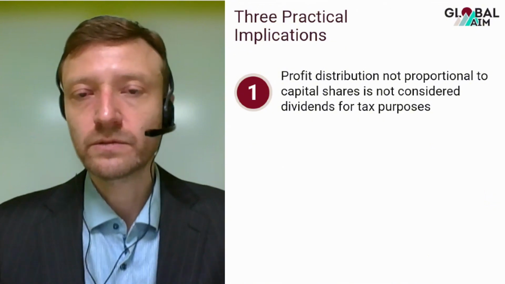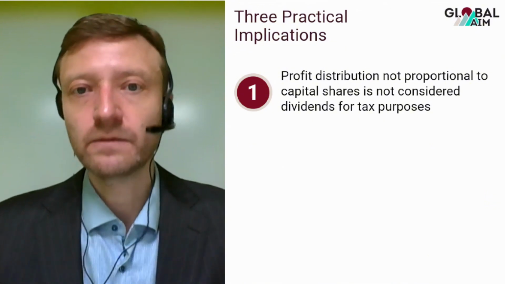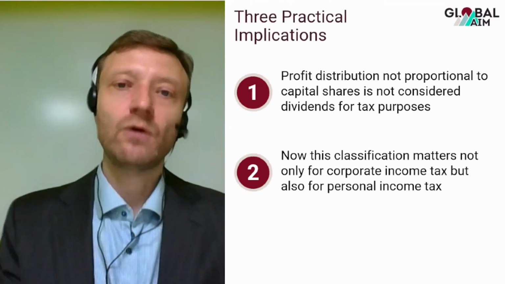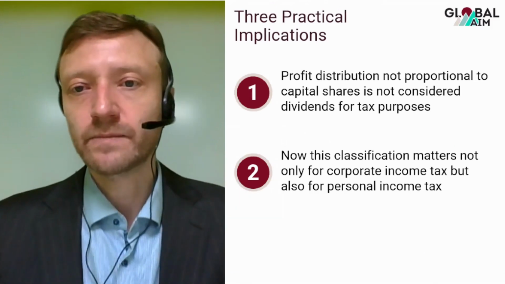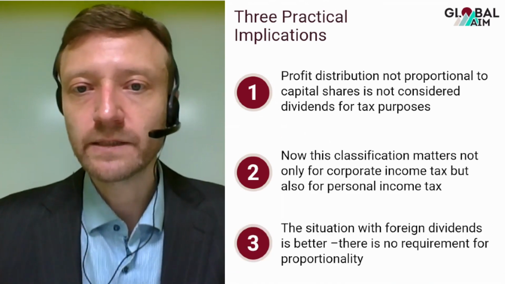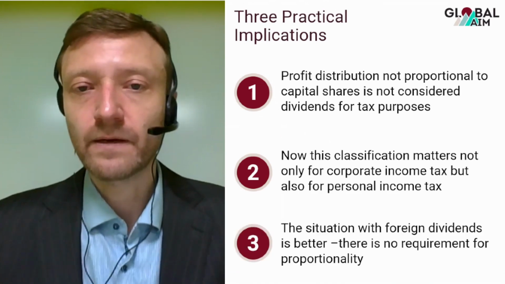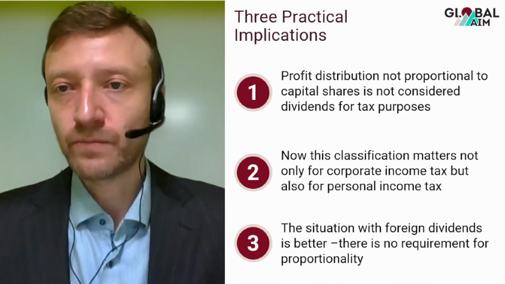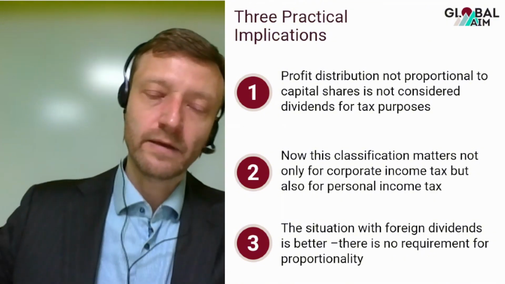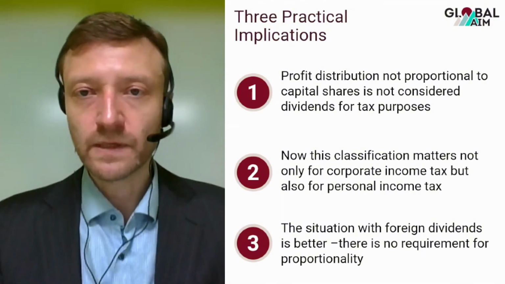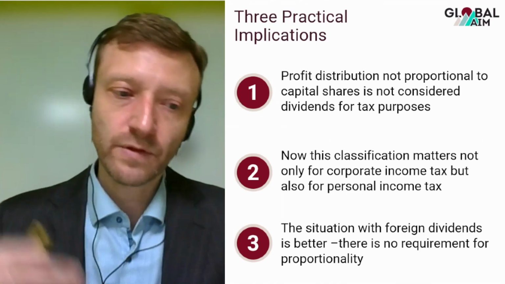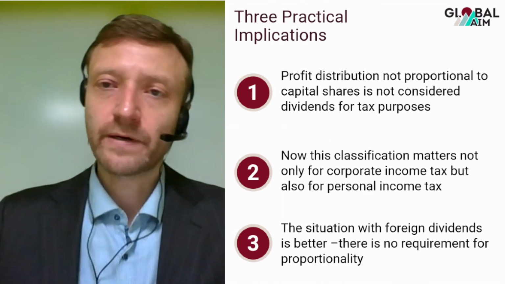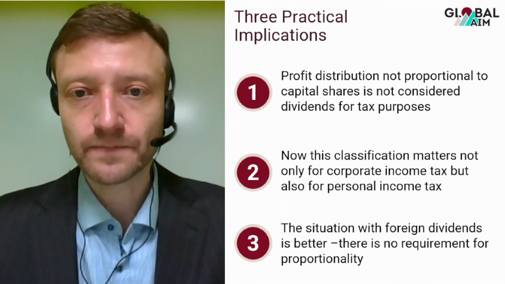Profits that are not distributed proportionally to share capital are not going to be considered dividends. So this classification now matters not only for corporate tax, but also for personal income tax. And although the tax authorities may try to classify the whole distribution, which is not proportionate, as other income, it's only the excess distribution that should be subject to the higher tax rates, the progressive rates of up to 22%.